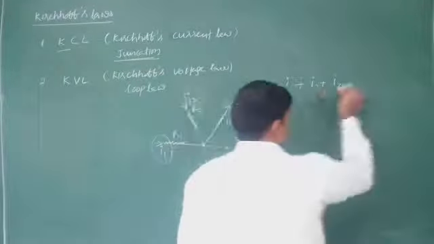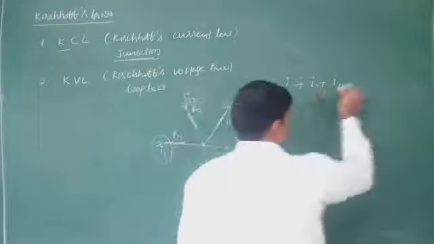Here I2 is the current approaching the junction D and IC is also the current approaching the junction D. So the total current entering the junction, that is I2 plus IC, is equal to what leaves the junction, I4. So I2 plus IC must equal I4. This is equation number 2.